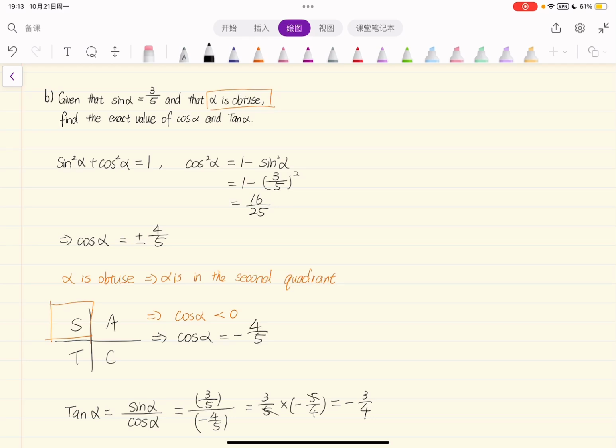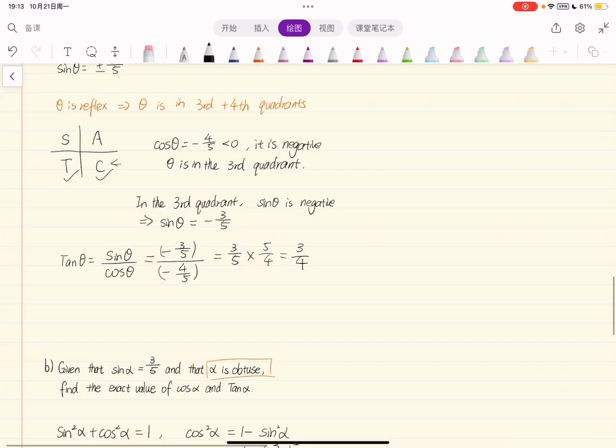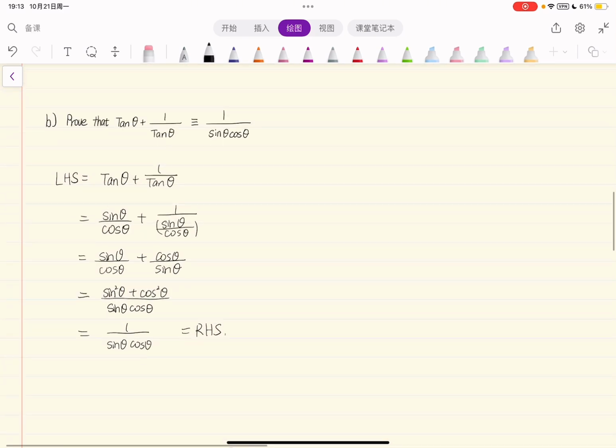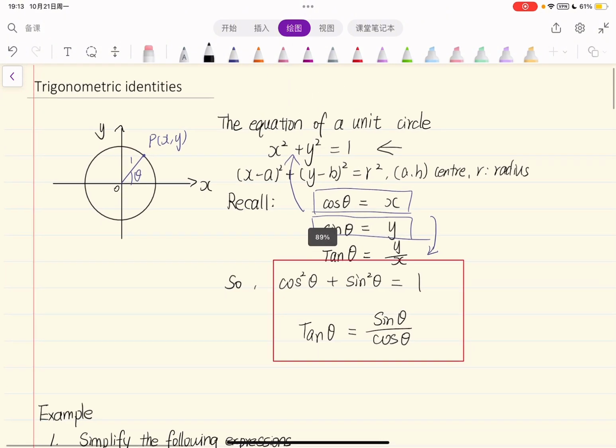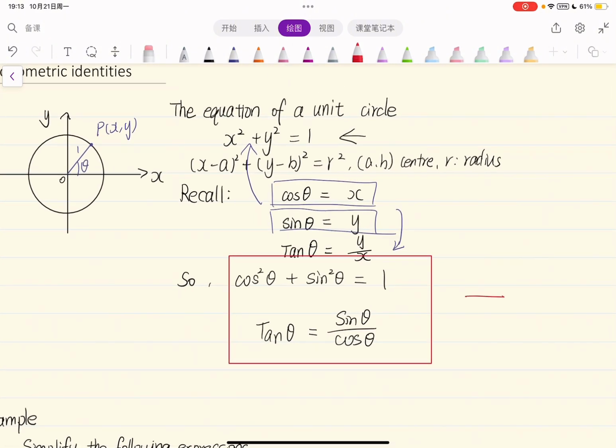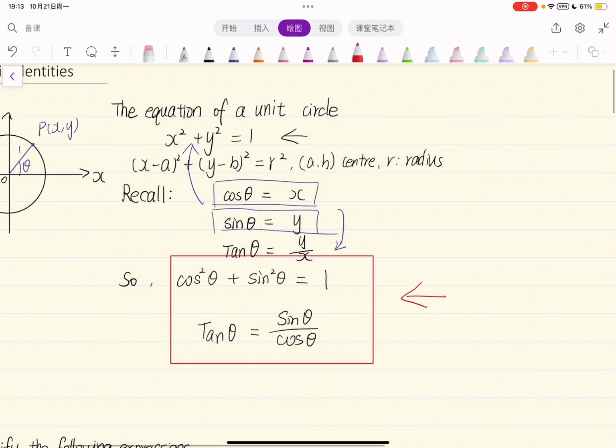So what we have learned in this lesson is that we need to use these two trigonometric identities to simplify some expressions and to do some proofs. So you need to remember these two identities.